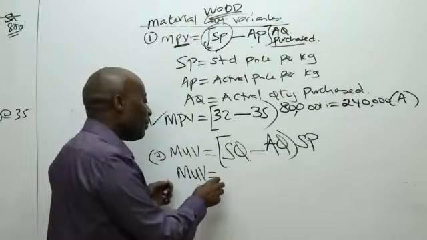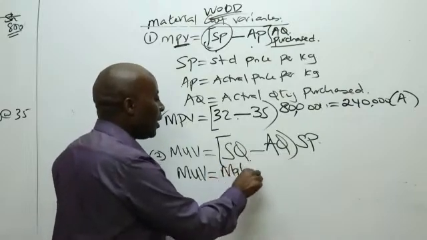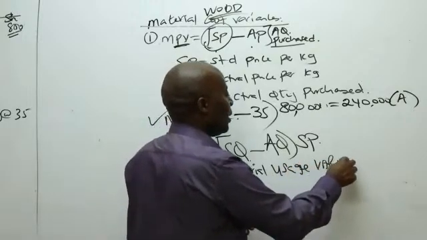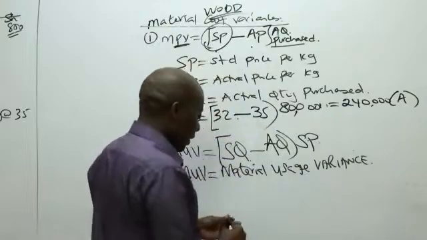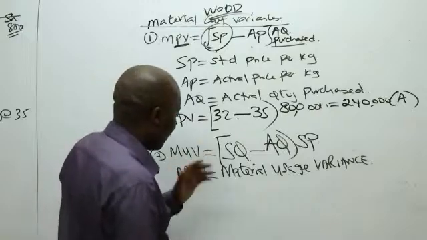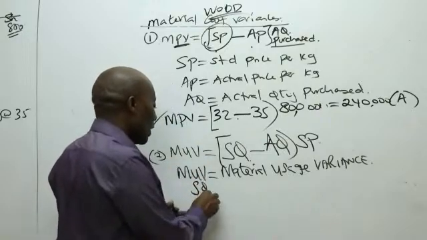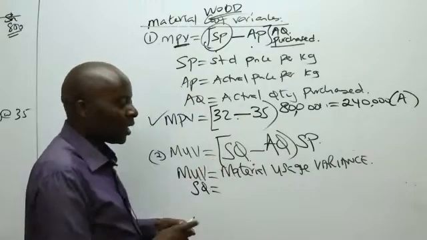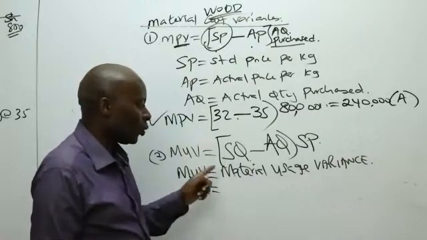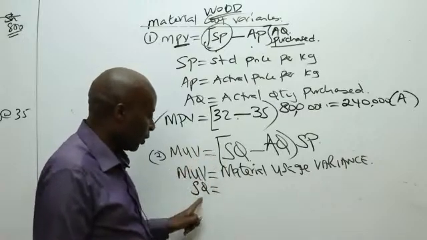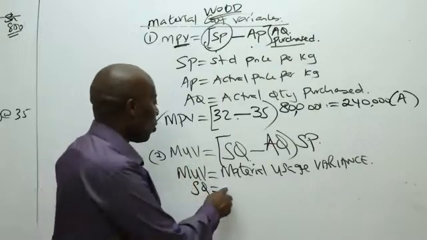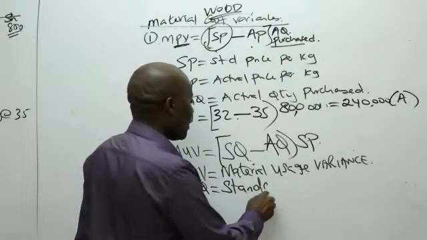MUV stands for material usage variance. And then, of course, we have this capital SQ. The moment I understand this, then automatically I've understood the entire variances. This is what confuses very many students. This SQ stands for what in full? Not servant quarters. SQ stands for standard quantity for actual production.